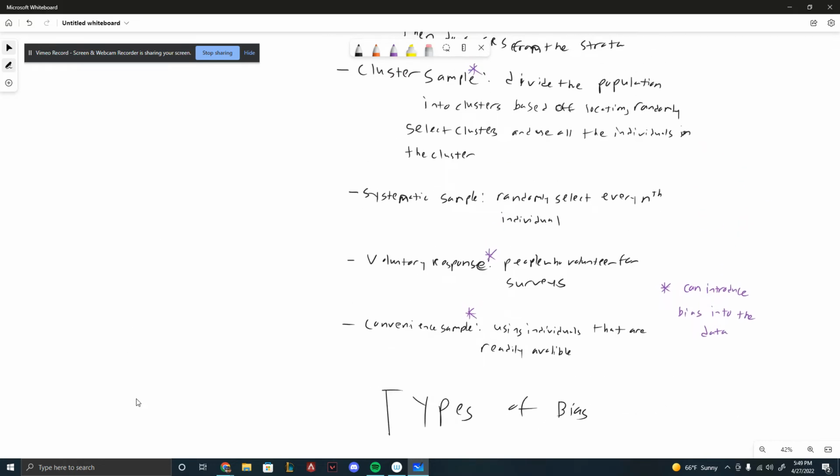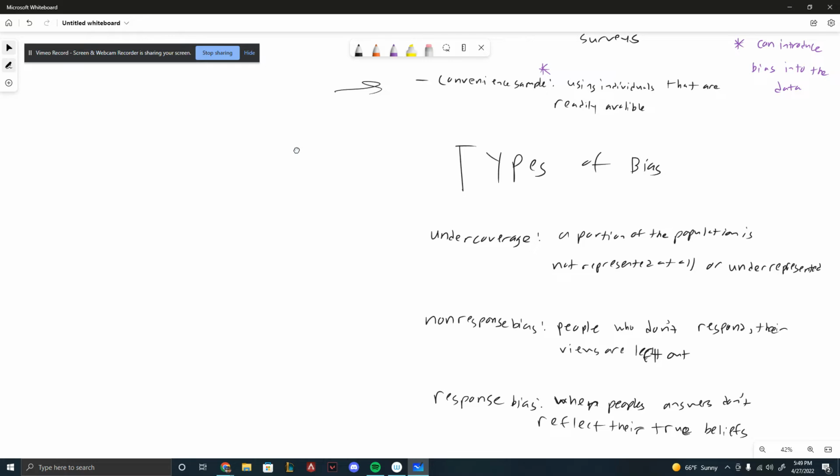So let's go back up, and now that we know what that is, we can get a better example. Convenience could be non-response bias or undercoverage, because you could be leaving people out. Voluntary could be response bias, and all three basically. With response bias, people could just not reflect their true beliefs.